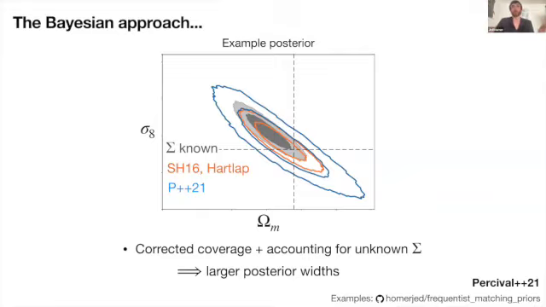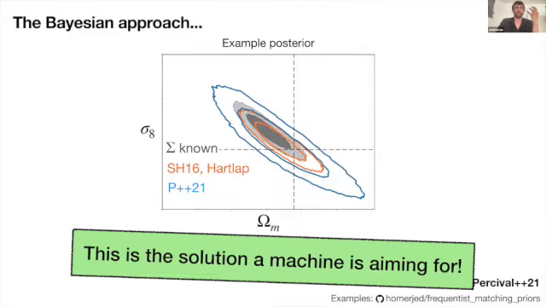So you see that you lose information, which makes a lot of sense, right? You're not using the correct data covariance there in your likelihood. Interestingly enough, for this Gaussian likelihood case with a linear model, this blue contour here is actually the solution that a machine is aiming for, for example, in a simulation-based inference analysis. And I'll talk a little bit more about that in a moment.